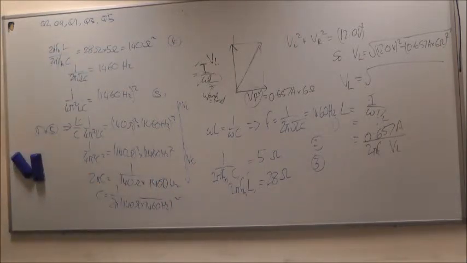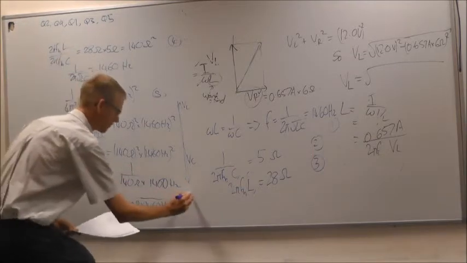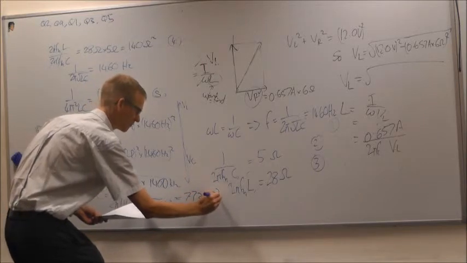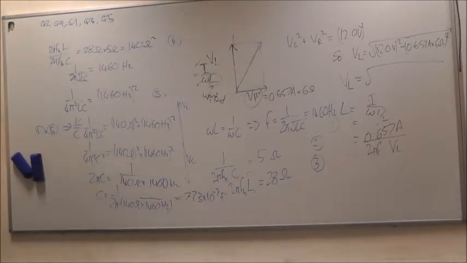What does that come to? So 140 times 1460 equals, times 2 times pi equals, hit the reciprocal button, 7.73 times 10 to the minus 7. And then L, I can get, may as well use that equation for L.